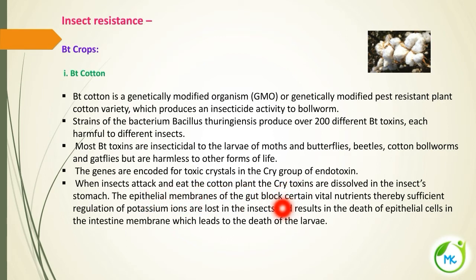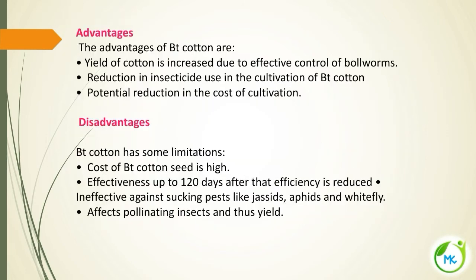and the epithelial membrane of the gut, okay, stomach, it blocks certain vital nutrients, thereby sufficient regulation of potassium ions are lost, and this potassium ions loss may lead to the death of the epithelial cells in the intestine, and further it leads to the death of the larvae.